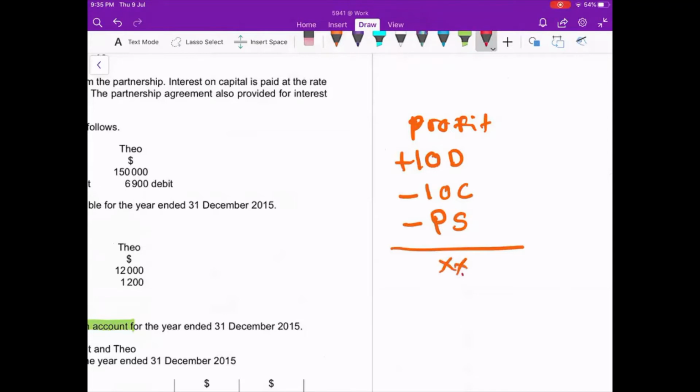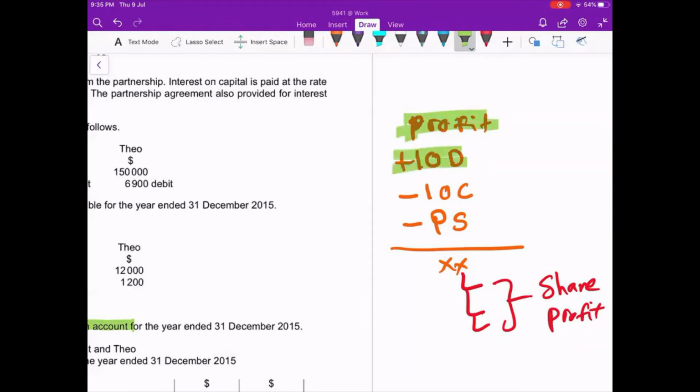This answer will be divided as your profit share. What is this? This is the profit for the year. You take the profit for the year, plus IOD. What is IOD? Interest on drawing. Plus interest on drawing, minus interest on capital, and then minus partner salary. Okay, I repeat again: profit for the year plus IOD minus IOC minus PS.